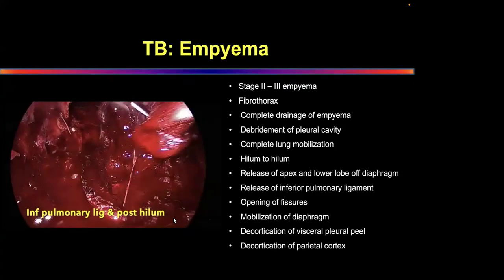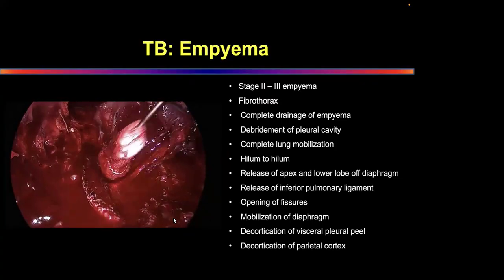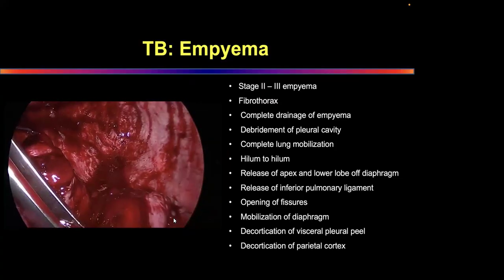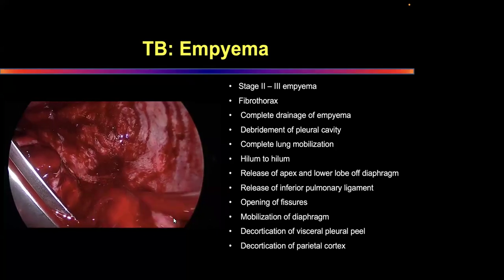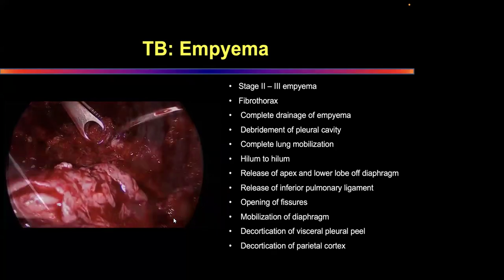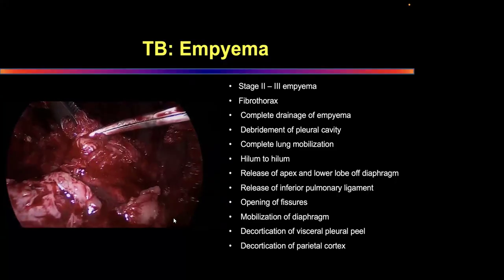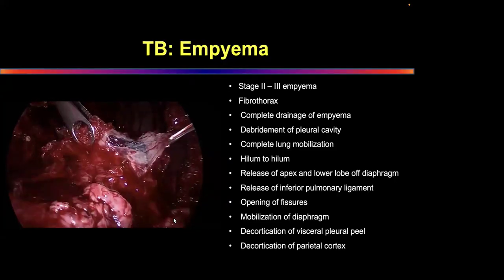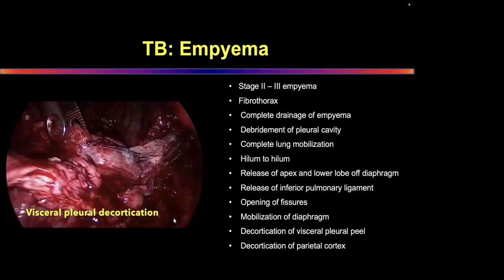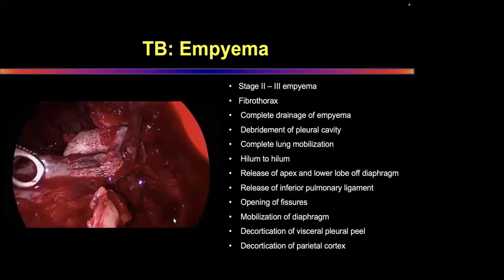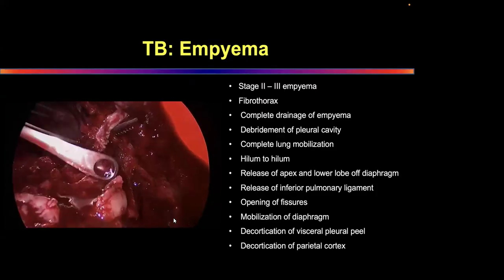You can see the inferior pulmonary ligament release and the release from the posterior hilum. And then the fissures are opened. Both the visceral cortex and the parietal cortex are released and the fissures are opened. You can see the peeling of the visceral cortex and can see the underlying healthy lung.